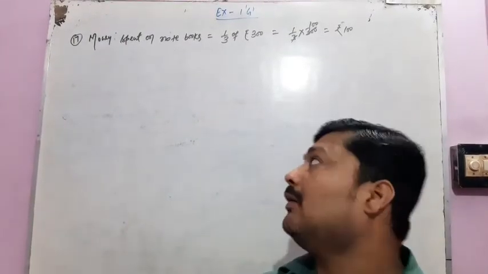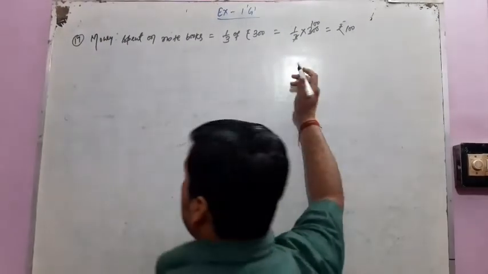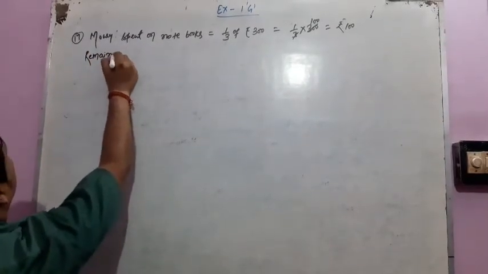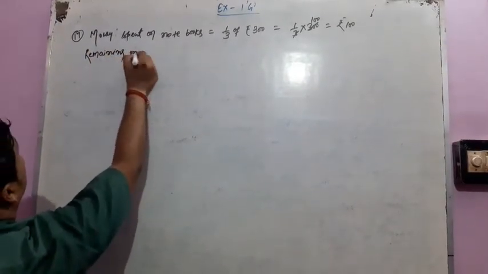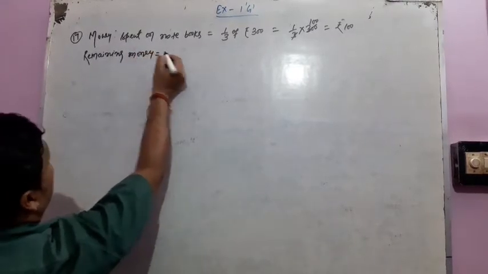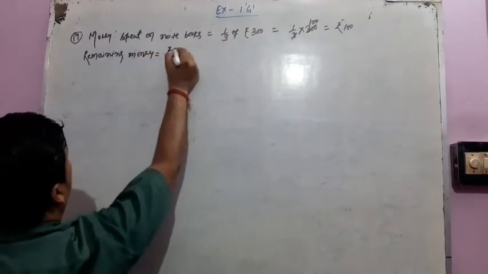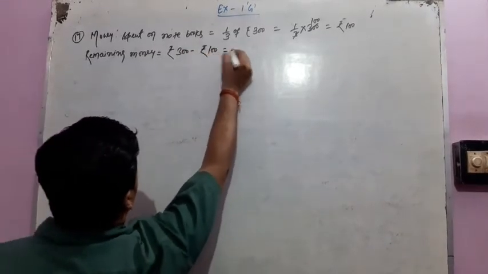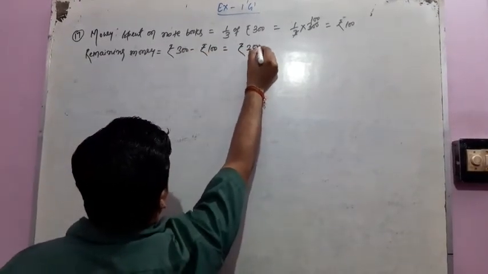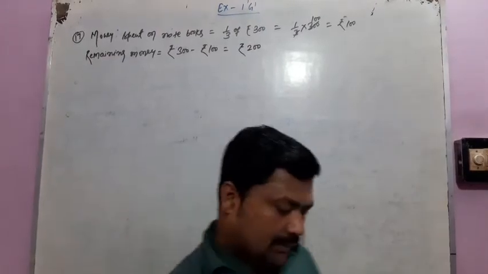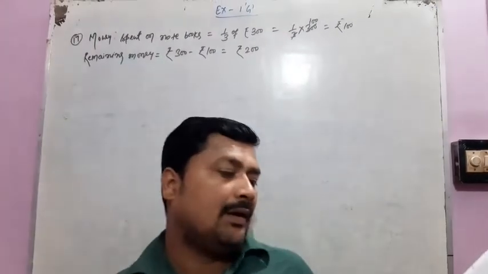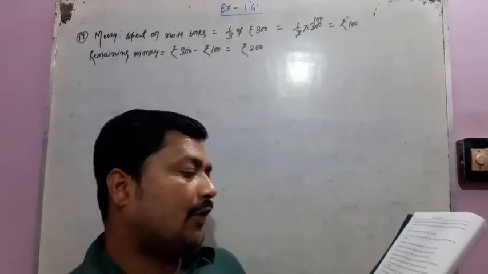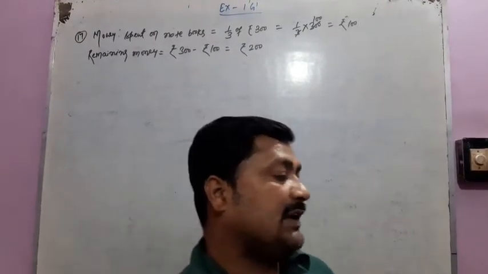She has spent 1/4 of the remainder. Now what is the remaining money? Here the total money is 300. Out of this 300, 100 she has already spent on notebooks. So the remaining money is 200. Now the question says 1/4 of the remainder money on a stationery item.